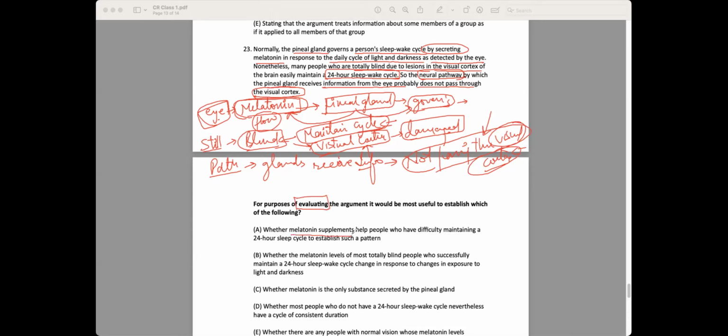Whether melatonin supplements help people who have difficulty maintaining a 24-hour sleep cycle to establish such a pattern. So would that help? Just give me a second.